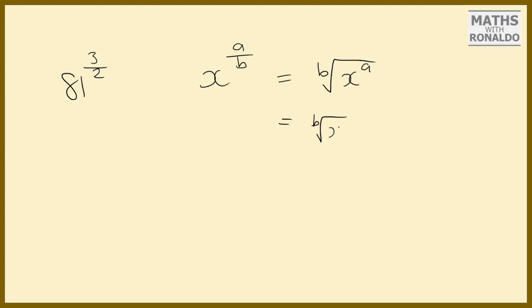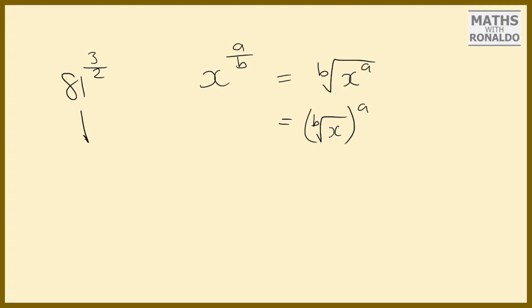Sometimes you get fractional indices. For example, if we get 81 to the power of 3/2. Well, first we look at the rules of indices. x to the power of a/b is equal to the bth root of x to the a. And this can also be rewritten as the bth root of x all to the power of a, which is the excellent thing with manipulating indices.